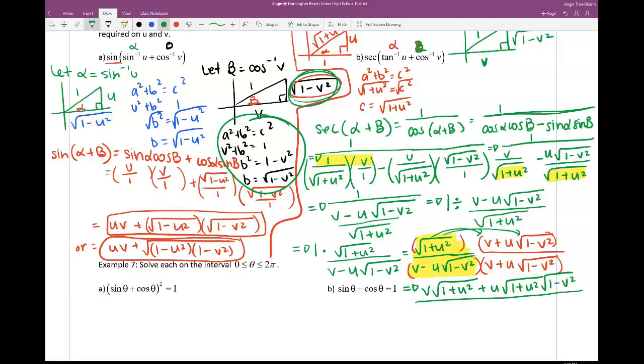All over. On the bottom, because these are conjugates, I can just do v times v is v squared, minus u squared times radical 1 minus v squared times another radical 1 minus v squared. The radicals go away. So that's where I'm at right now. Okay, I'll pause a little bit so you can copy it down.